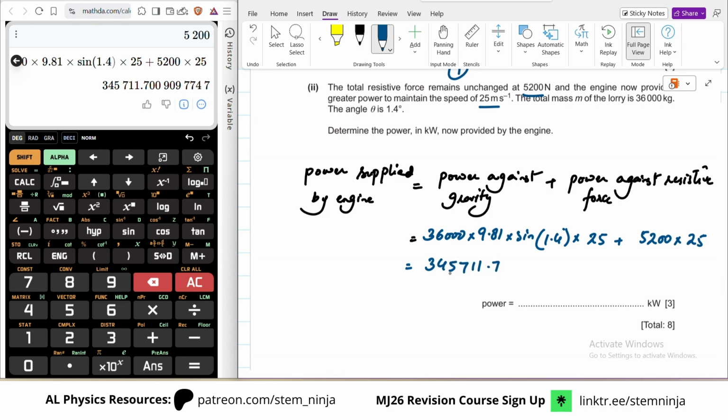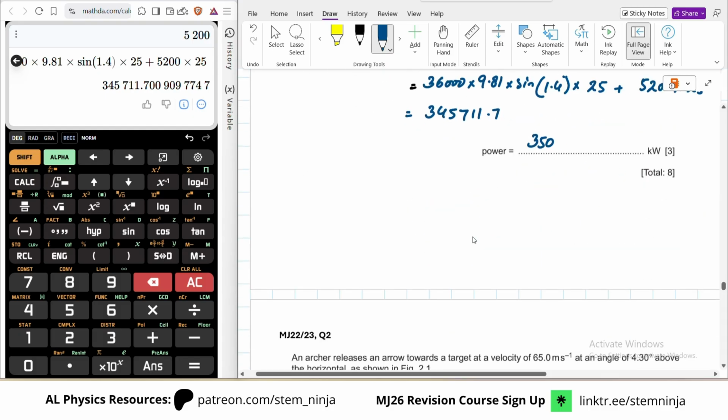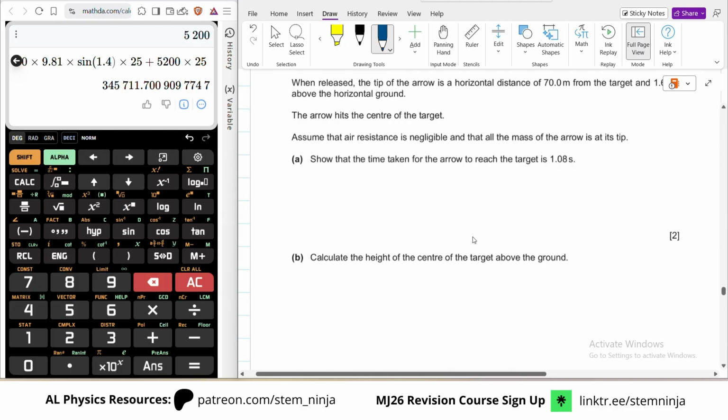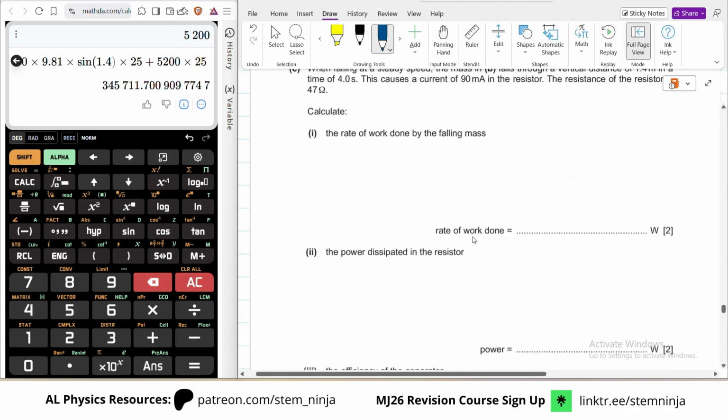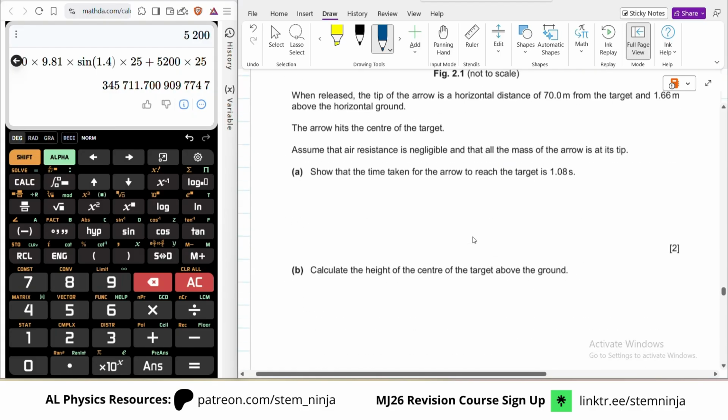345,711.7. So in kilowatts, this would be roughly about 350 kilowatts, to two significant figures. Alright, so let's move on. Let's see some interesting questions. Okay, we can do both of them.